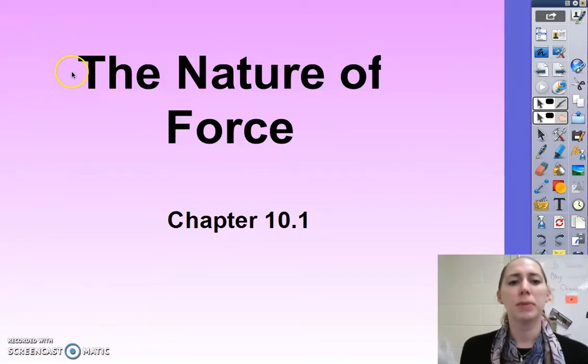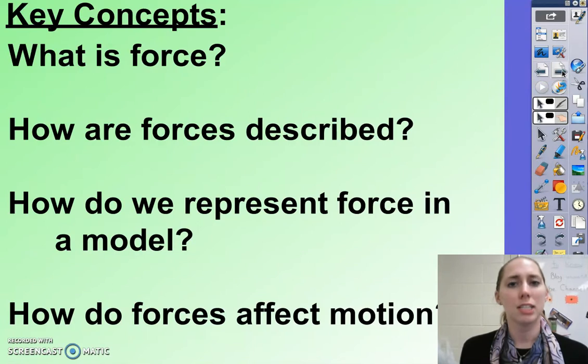Gentlemen, this is the nature of force and correlates with chapter 10.1 in your textbook. Your key concepts for this video are: what is force? How are forces described? How do we represent force in a model? And how do forces affect motion?